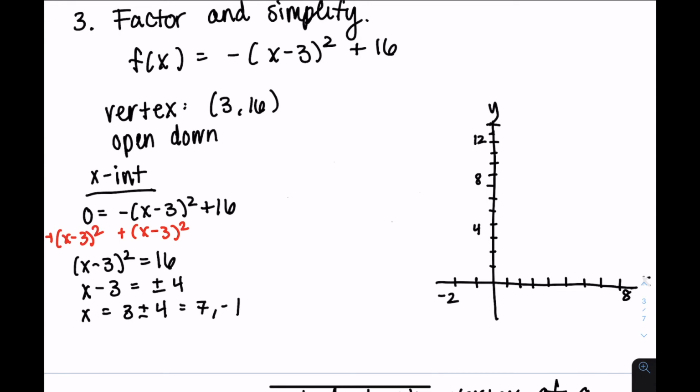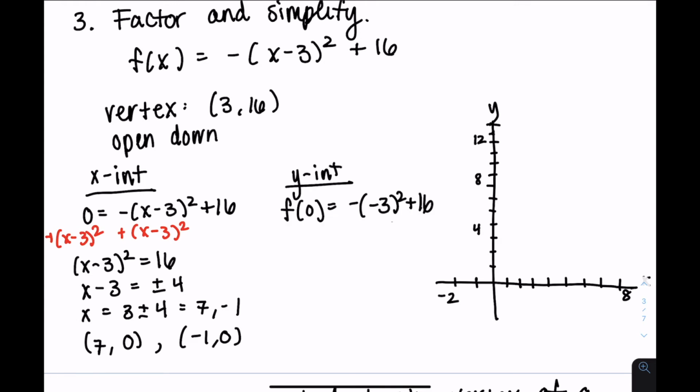3 plus 4 is 7. 3 minus 4 is negative 1. So we have two x-intercepts, (7, 0) and (negative 1, 0). To find our y-intercept, we just take the function and evaluate it at 0. So that becomes negative 3 squared plus 16. So it's negative 9 plus 16, which is 7. So our y-intercept is (0, 7).